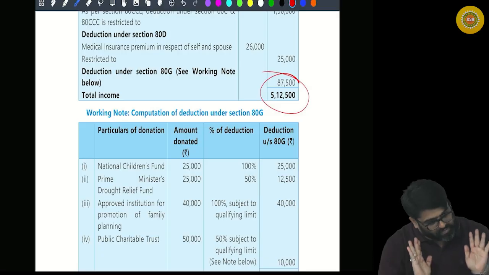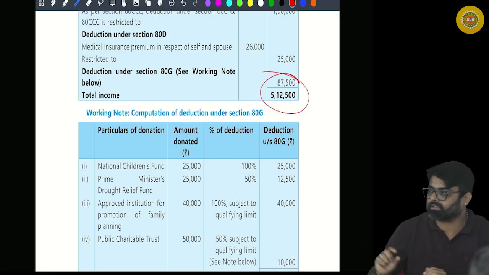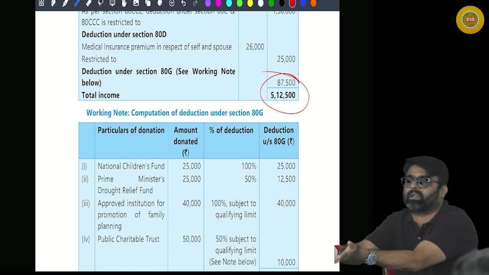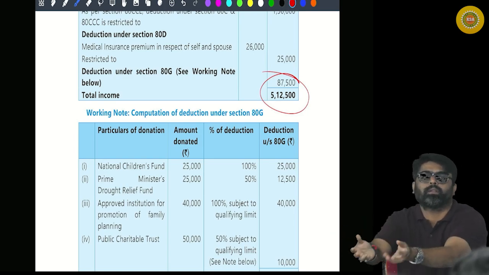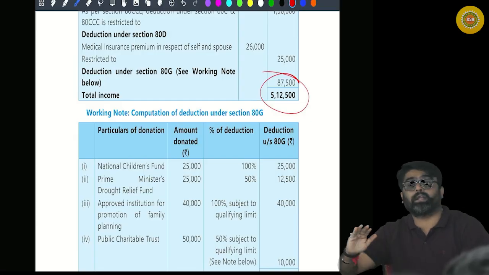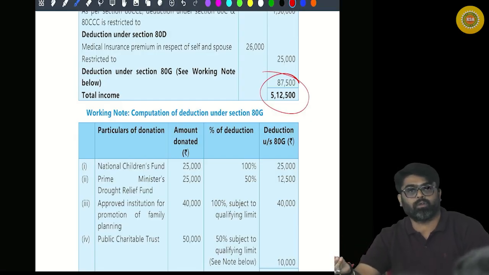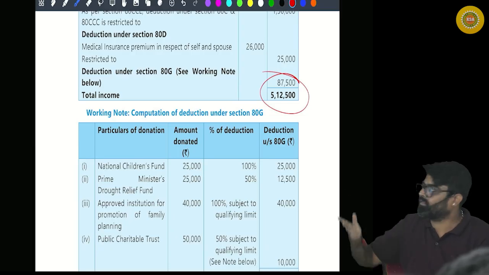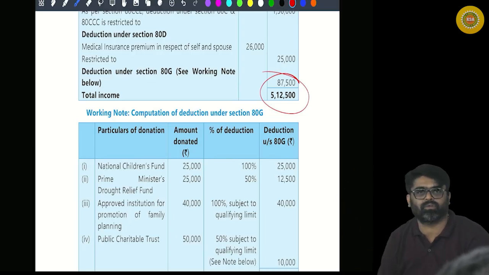Now the only difference in the question will be, instead of giving you the direct figure of gross total income, they will give you the details of salary. Calculate salary. They will give you the details of house property. Calculate house property. They will give you the details of IFOS. Calculate IFOS. Add all of them, you will get 7,75,000. And then whatever calculation is there is in front of you.